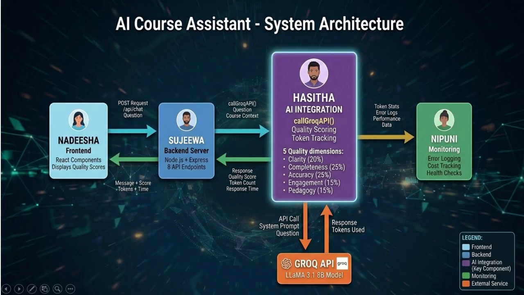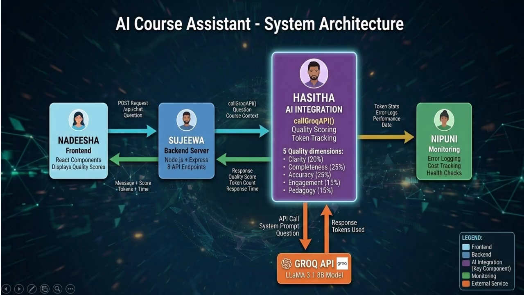How it connects to the team. Sujeewa's backend calls my callGroqAPI function. He depends on my function returning reliable responses with quality scores. Nadeesha's frontend displays the quality score that I calculate. Students see the score and decide if they can trust the answer. Nipuni's monitoring tracks the tokens that my function reports. She monitors costs to ensure we stay within budget.